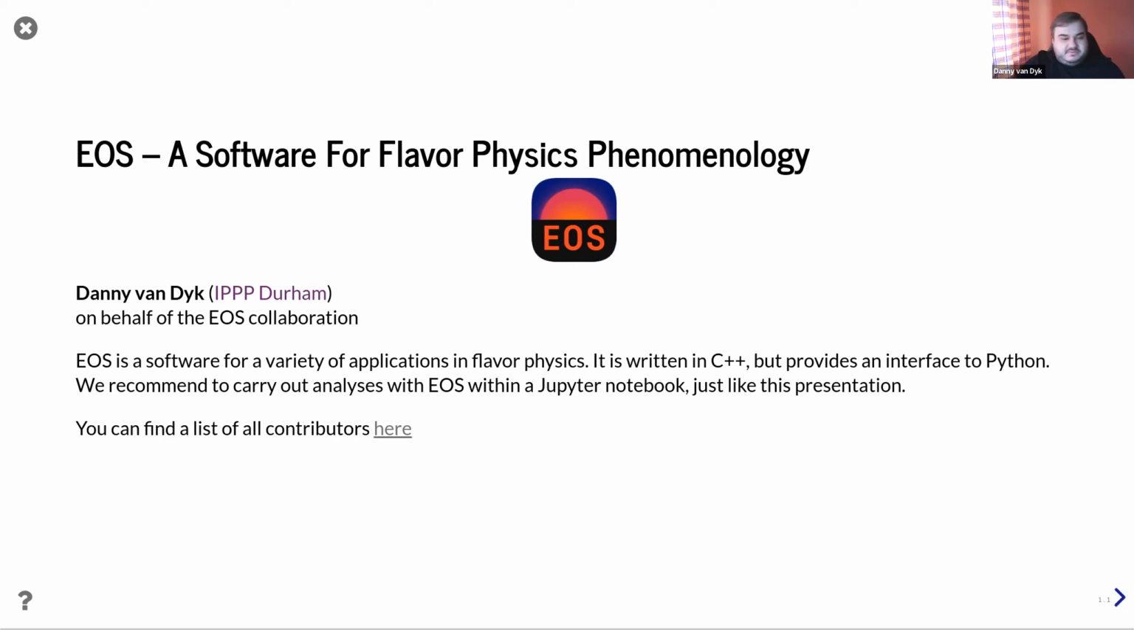So let me move the faces out of the way. EOS is a software for a variety of applications in flavor physics. It's written in C++, so ordinarily it wouldn't fit in here, but it provides an interface to Python, and actually the Python interface is the recommended interface to use EOS. We highly recommend carrying out all analyses with EOS within a Jupyter notebook, just like this presentation is one. If you're interested, you can find the list of all the contributors behind this link here once I upload it to the Indico.